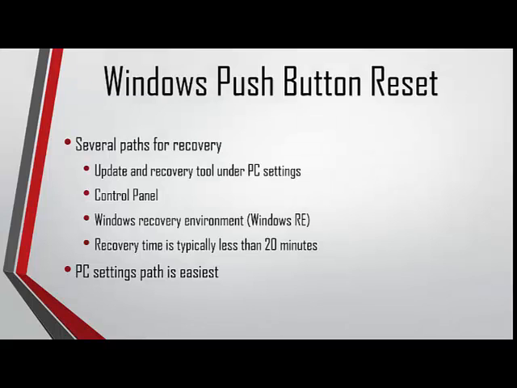So there are a few different ways to go about the push button reset option. The paths include the Update and Recovery tool under PC settings, using the control panel, which is set up very much like it was in Windows 7, and the Windows Recovery Environment, also known as Windows RE. The recovery time with push button reset is typically less than 20 minutes. You can get as low as 6 minutes, depending on the amount of information that's on a user's device. But the PC settings path is the easiest on Windows 8.